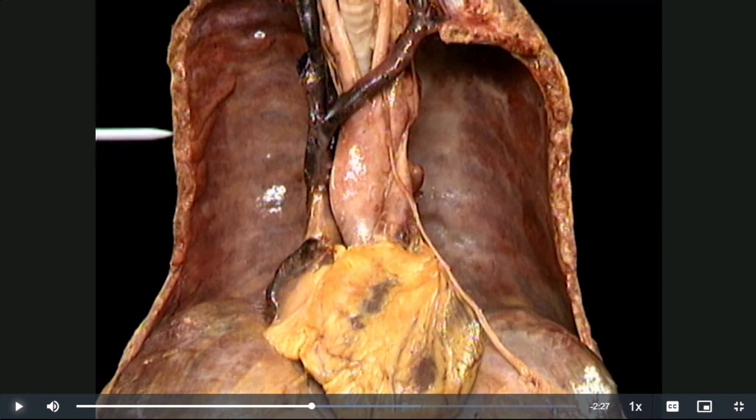It just looks dome-shaped because underneath, if you remove the diaphragm here, you'll find the spleen. Well, if you remove it on this side, you'll find the liver. So that gives it the dome shape that you can see on either side.